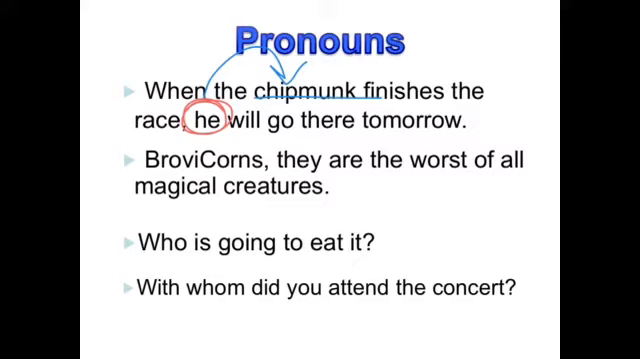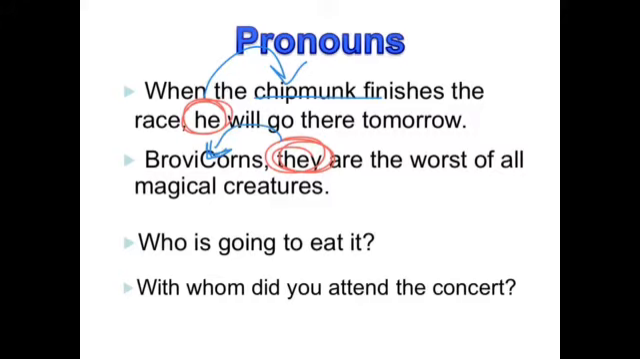Next sentence. Brovicorns. They are the worst of all magical creatures. What is going to be your pronoun? They. Now, what is it that word is replacing? That's when you draw your little arrow to the Brovicorns, just like that. Well done.